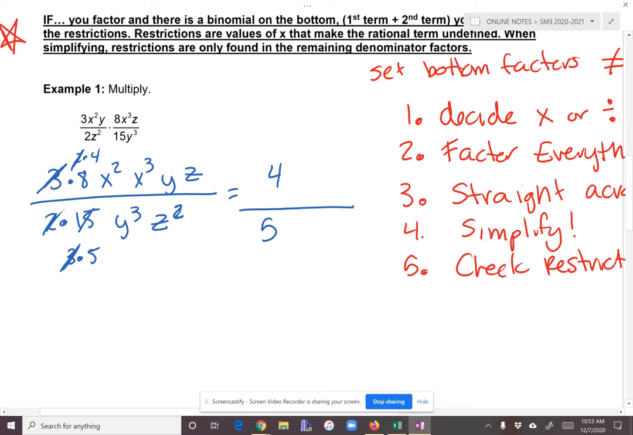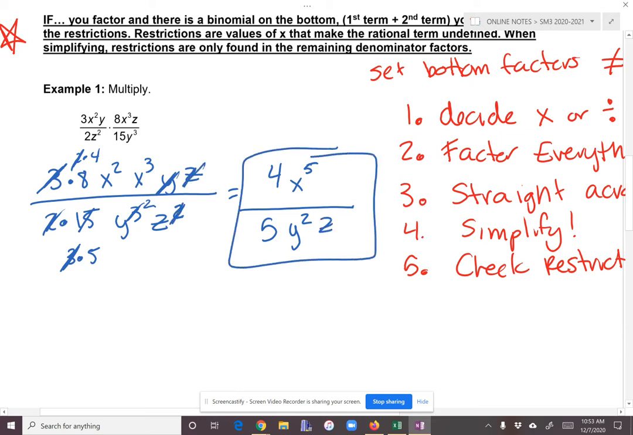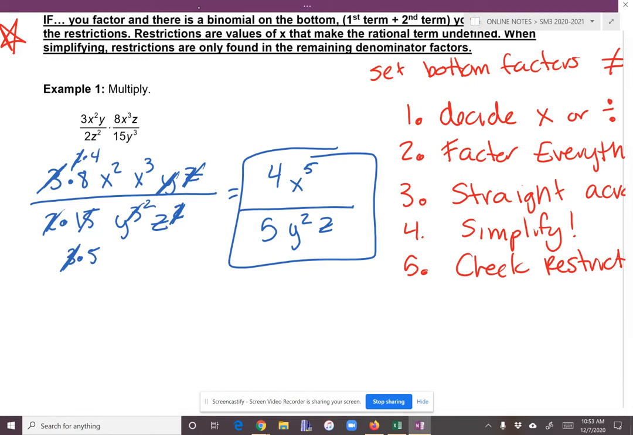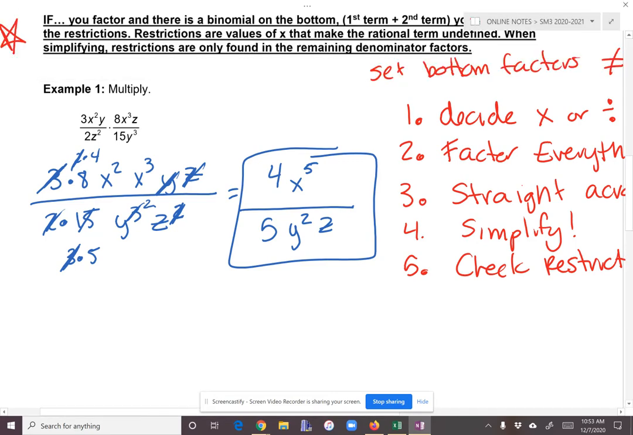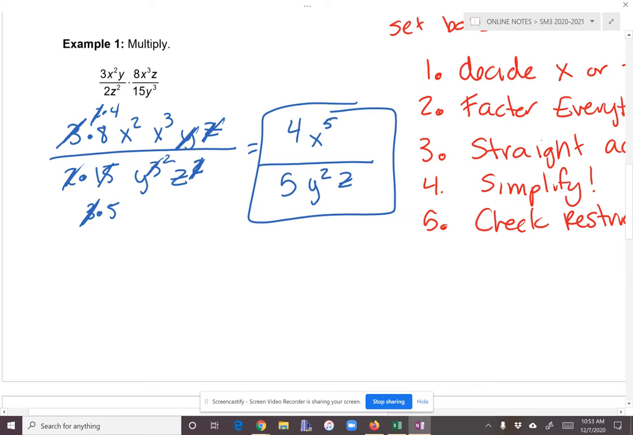Now I'm going to look at my x's. I have 2 and 3, so I have 5 on top and none on bottom. Then I have 1 y on top and 3 y's on bottom, so I can cancel out at least one of them. I'm left with 2 y's on bottom. And then I have 1 z on top and 2 z's on bottom, so I can just have 1 z on bottom. Okay, that's multiplying. Those ones are fairly simple. It honestly is just keeping track of where things are.